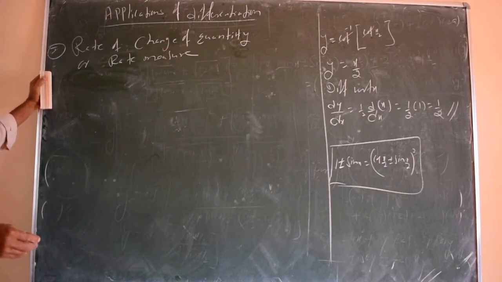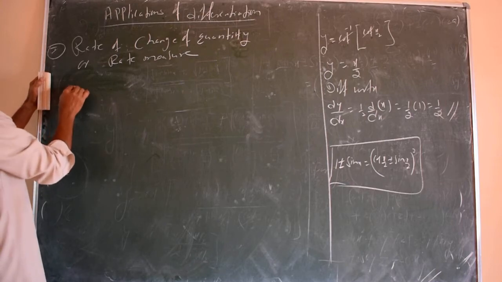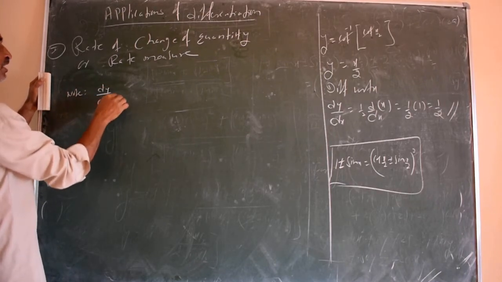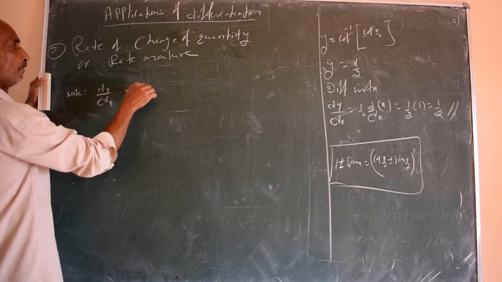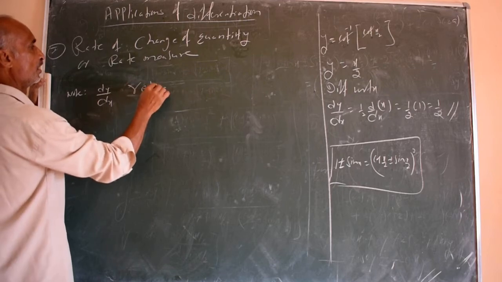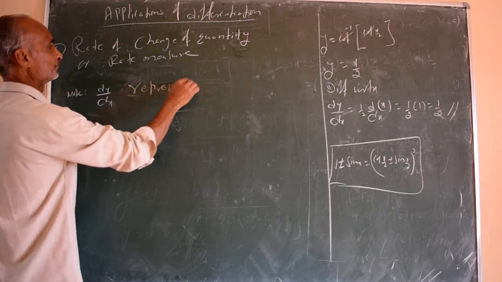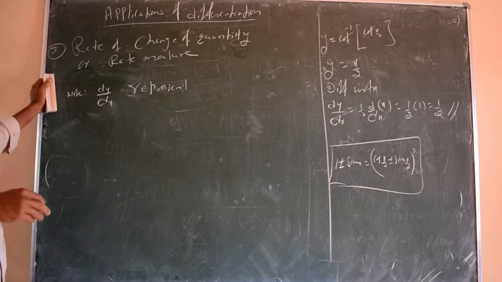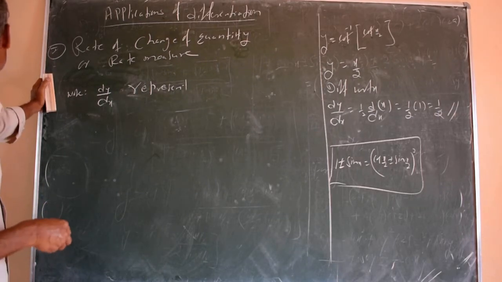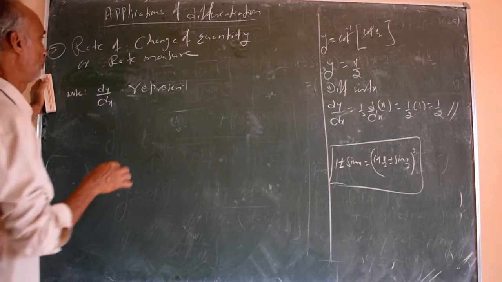So no theory is here. Actually, what does dy by dx represent? In the first year only it is mentioned. It represents the rate of change of y with respect to x.